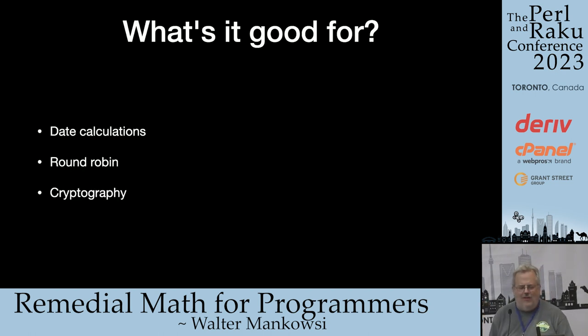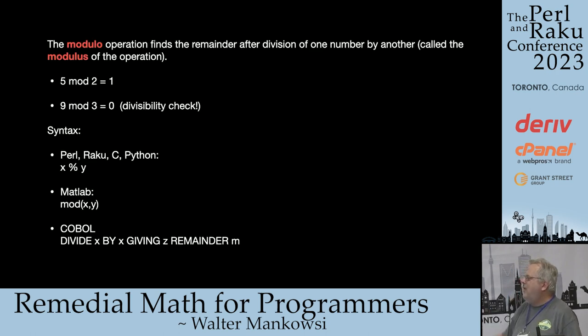The cryptography thing is interesting, so maybe we'll skip ahead to that. This is a quick review of how it works. The modulo operator gives you the remainder. 5 mod 2 equals 1, because when you divide 5 by 2, the answer is 2 with a remainder of 1, if you remember long division from a long, long time ago. But 9 mod 3 is 0 because it divides evenly, so there's no remainder at all. So one quick check to see whether 9 is divisible by 3 is to do mod, and if you get 0, that means it's divisible.